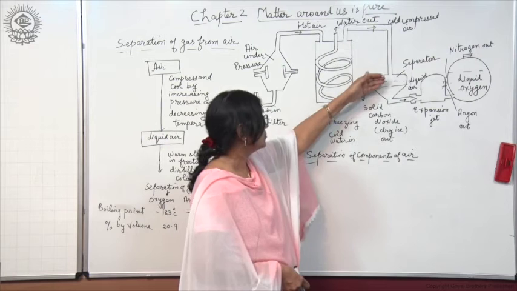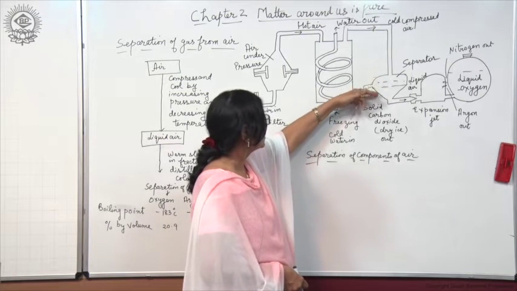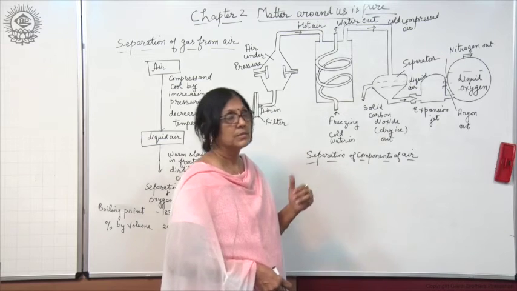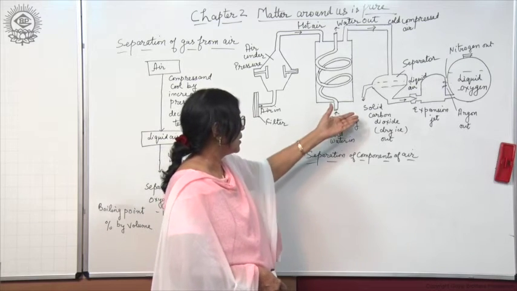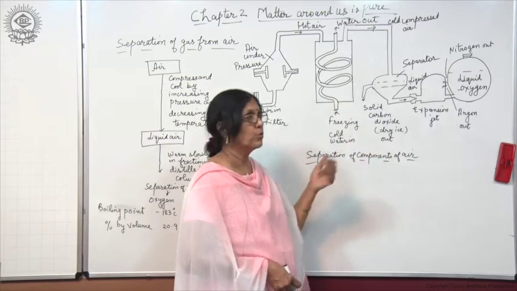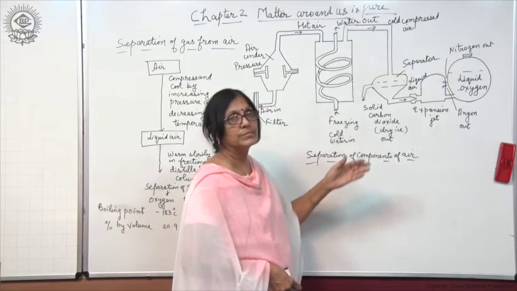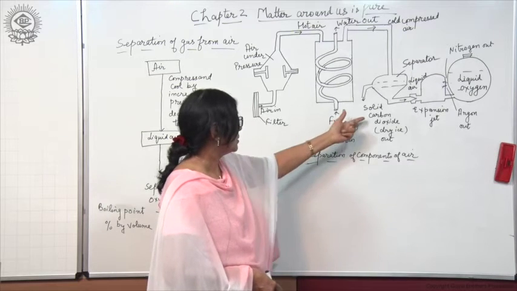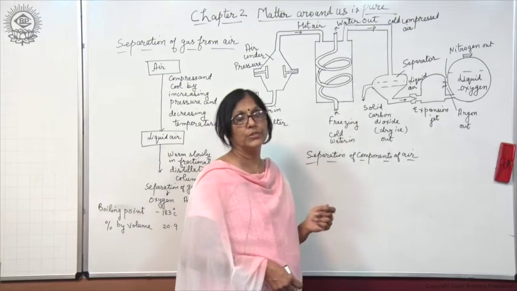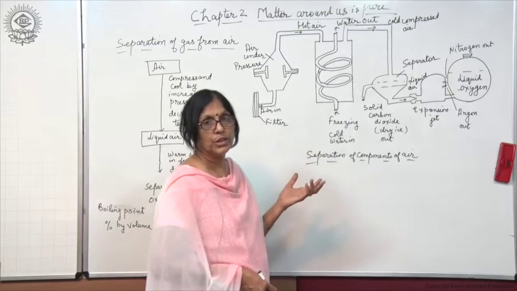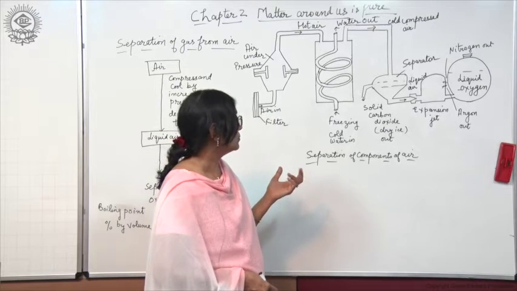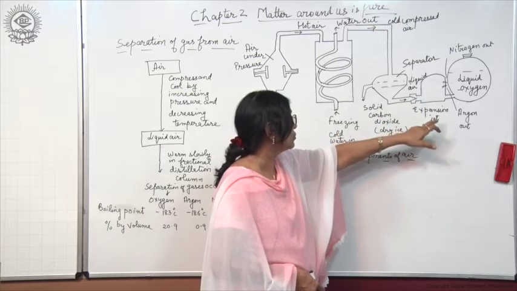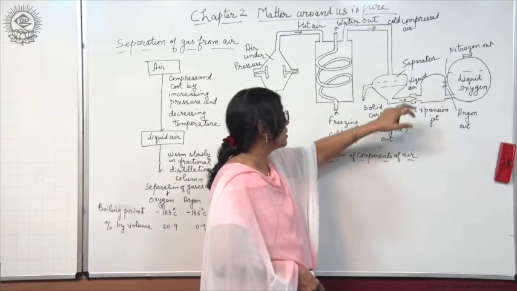Here from this separator, solid carbon dioxide is separated first of all, because carbon dioxide solidifies on cooling. It is also called dry ice. It is an important component. It is used to keep things cool. From this separator, the liquid air is then passed through this compartment.